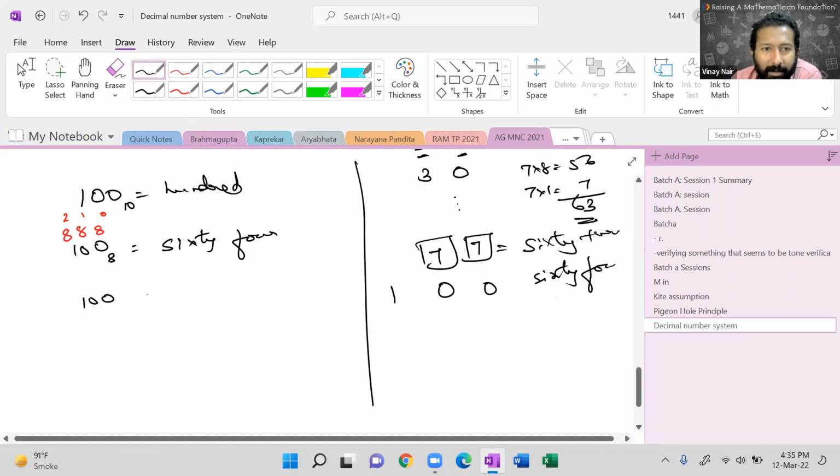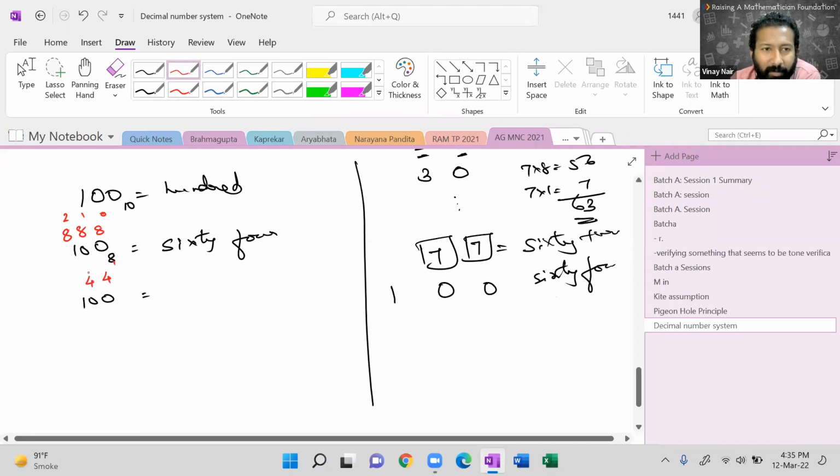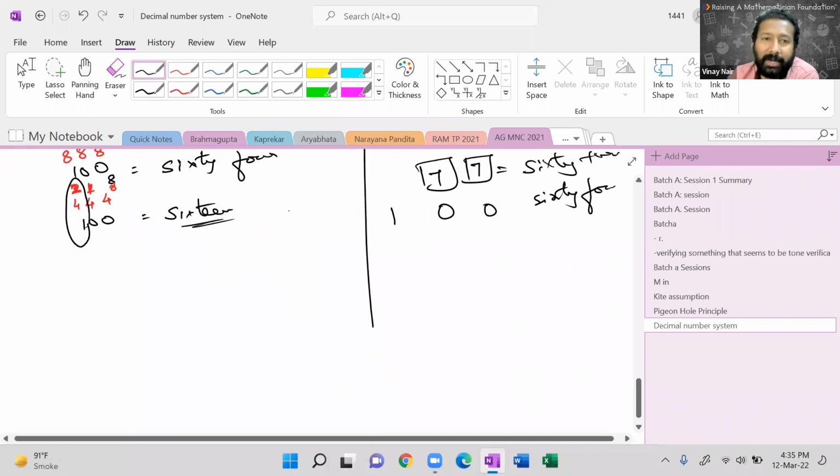Now when you say base 4, for example, this will be 4 raised to 0, 4 raised to 1, and 4 raised to 2. So 1 times 4 raised to 2 is going to be 16. So in base 4, 100 would represent the number 16. Okay, that's the representation of 16. So this is how we use different number systems using place value.